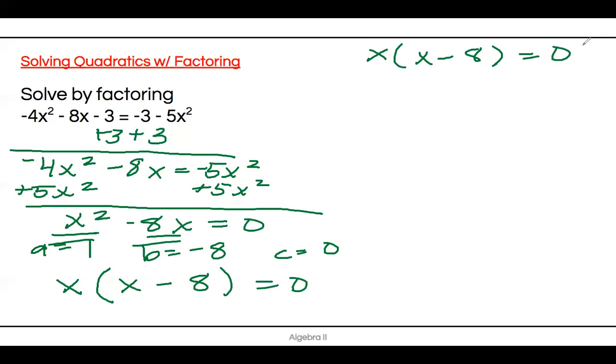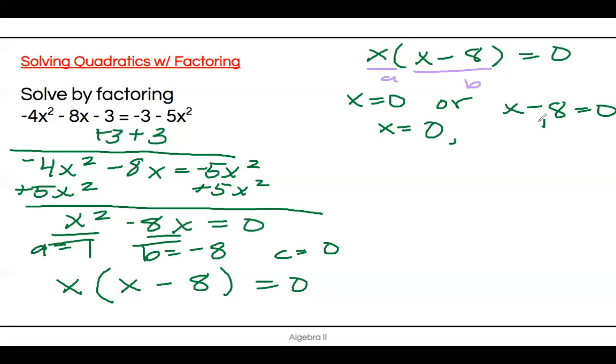So does zero product property apply here? Absolutely, because I still just have two terms. Here's my A, here's my B. So I can still do the exact same thing. So I have x is equal to 0 or x minus 8 is equal to 0. X is equal to 0 is already solved. And then when I add 8 over here, then I have x is equal to 8.